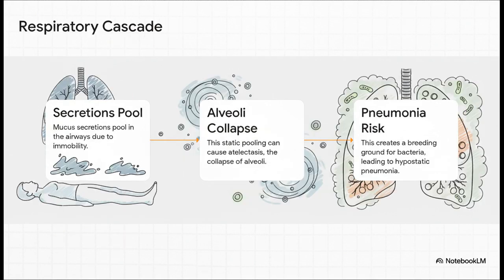Now let's look at the lungs. Moving around, taking deep breaths, that all helps keep mucus moving so we can cough it out. But when a patient is just lying flat, all that mucus settles and pools in the bottom of their lungs. It's like a swamp. That gunk can clog up the tiny little airways, causing the air sacs, the alveoli, to collapse. We call that atelectasis. And that warm, wet, swampy environment, it's a paradise for bacteria, leading right to a nasty case of hypostatic pneumonia.